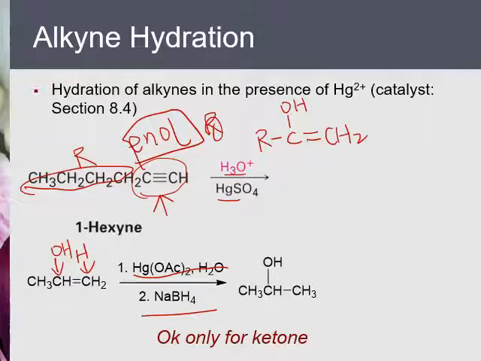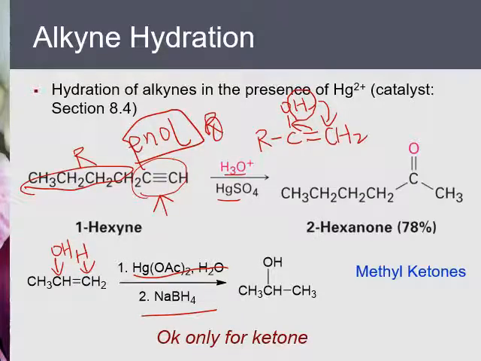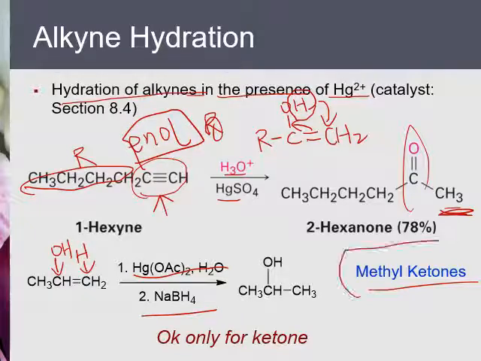An enol is not stable, and undergoes a hydride shift. This hydrogen shifts to this carbon. The pi bond goes to here, forms a C=O double bond, and the result is a ketone with a methyl group. The end carbon becomes a methyl group, and this is called a methyl ketone. Hydration of alkyne in the presence of mercury ion is a general method to make methyl ketones.